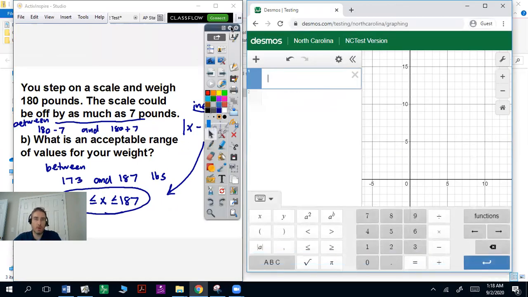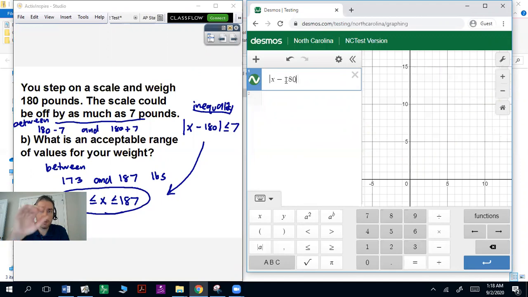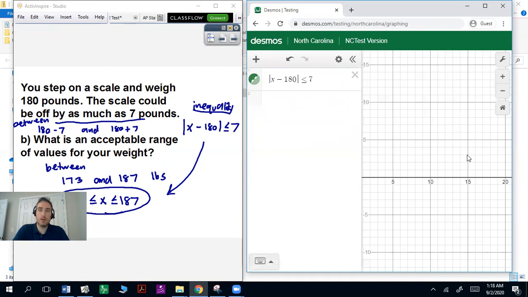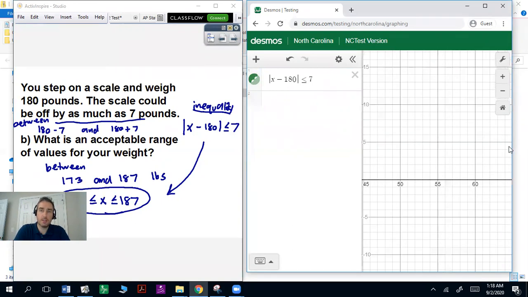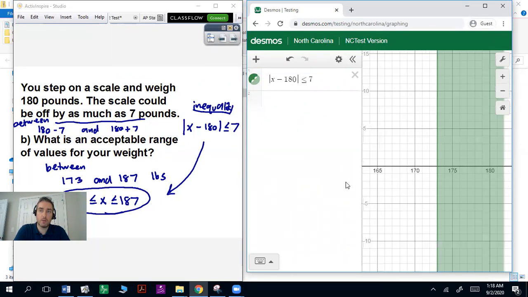So if you take this inequality that we wrote, the absolute value of x minus 180 is less than or equal to 7, you can type that into your Desmos line, the whole thing as is. So type it in like this: absolute value of x minus 180, less than, and then hit the equal sign to put the bar there, 7. Now notice what happens. It gives you this little shaded thing with the dash. You've got to pull it over because it's 180, so you're going to go a little bit further to the right, or you can zoom out if you want.